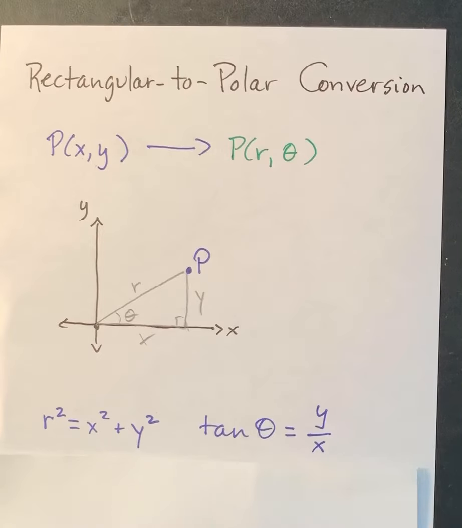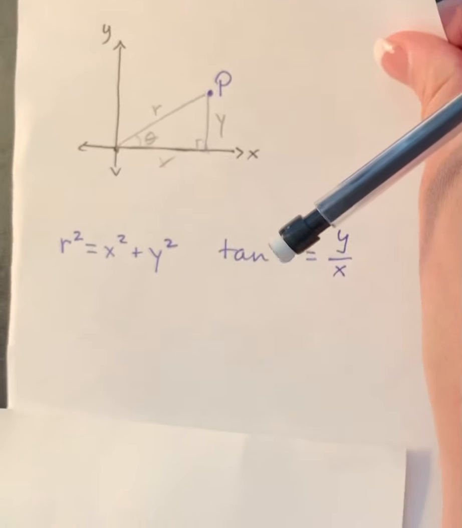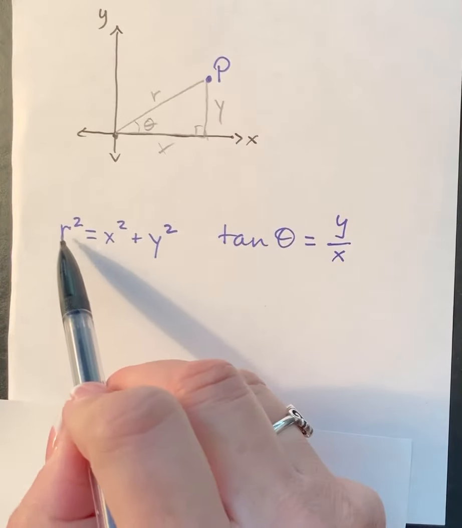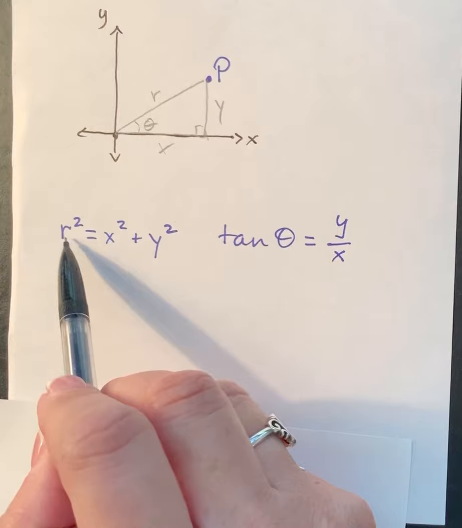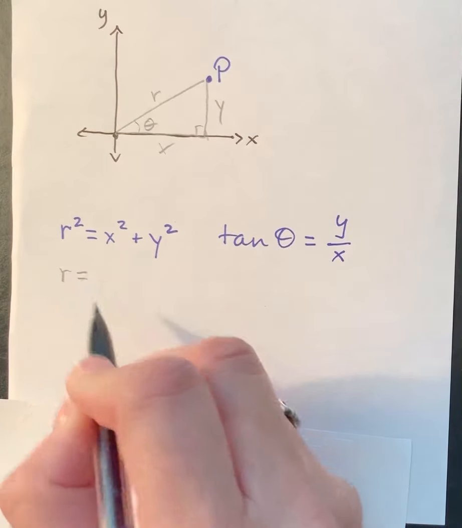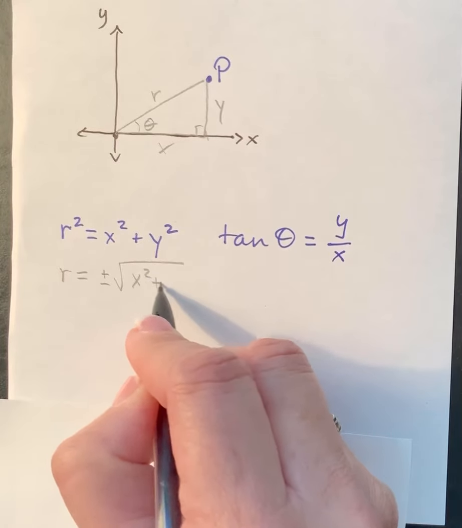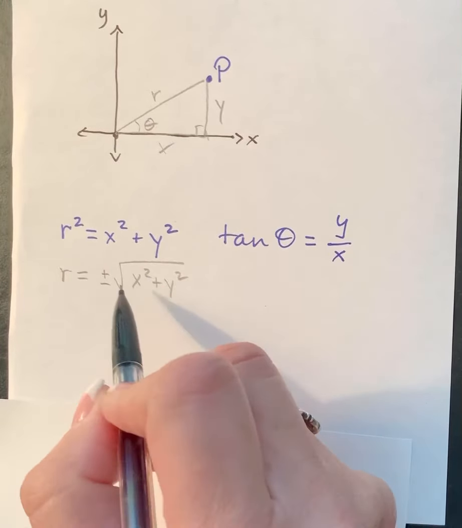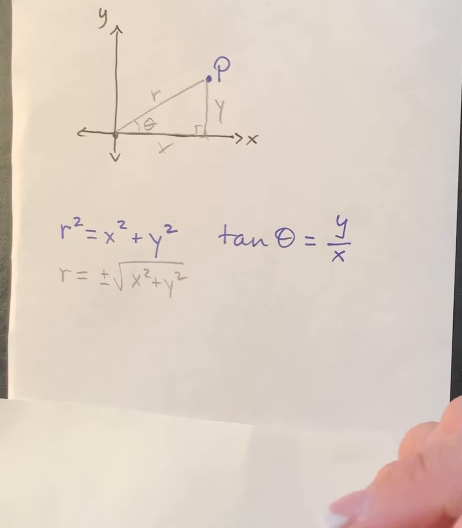So using the same old stuff for right triangles, we'll know that r squared is equal to x squared plus y squared, and we leave it this way for r squared. R could then be the positive or the negative square root of x squared plus y squared. Okay, this is the one time that we are allowing this measurement to possibly be a negative number.